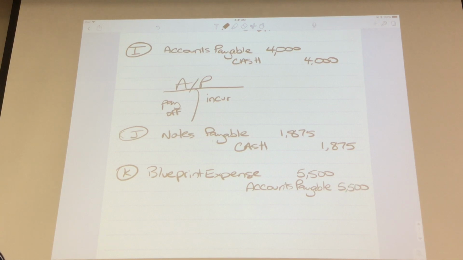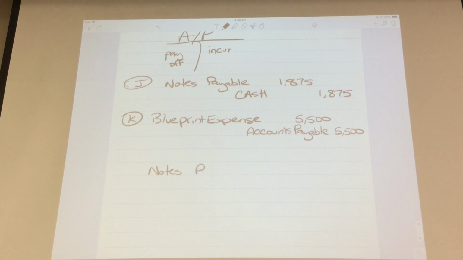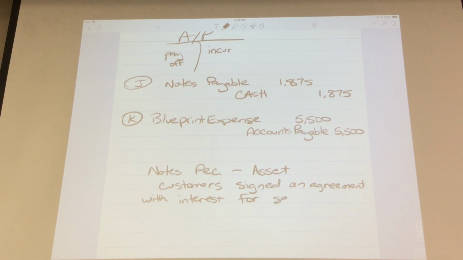I have a question. Yes. I used the notes receivable. Okay, instead of accounts payable? No, instead of blueprint. Oh, okay. All right. Okay, think about a note receivable. Notes receivable is an asset. And that means some of our customers signed an agreement to pay us interest and what they owed us. So they're going to sign an agreement with interest, and typically that was for our services in this case. So that's different from what they're saying in K.